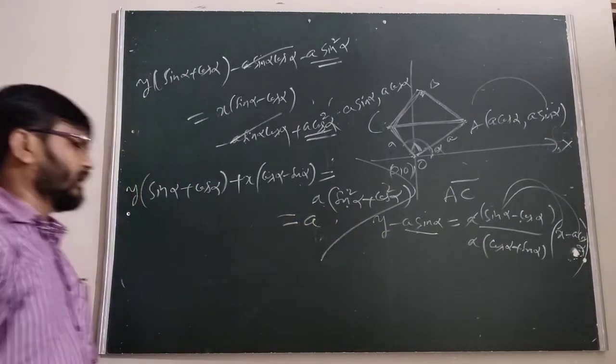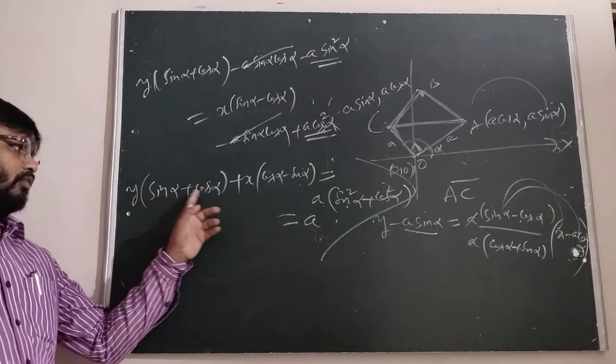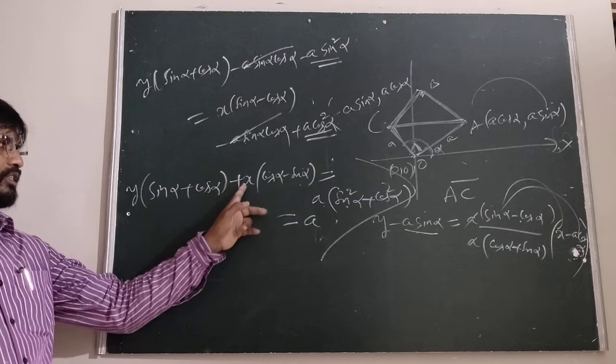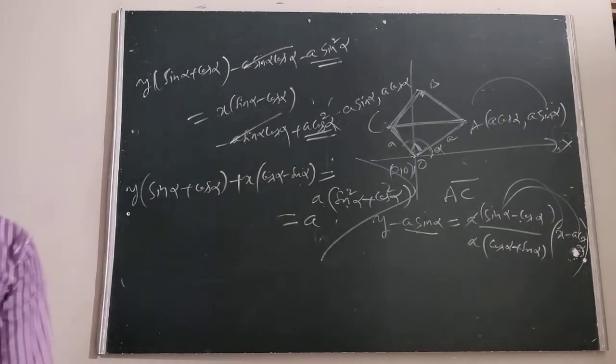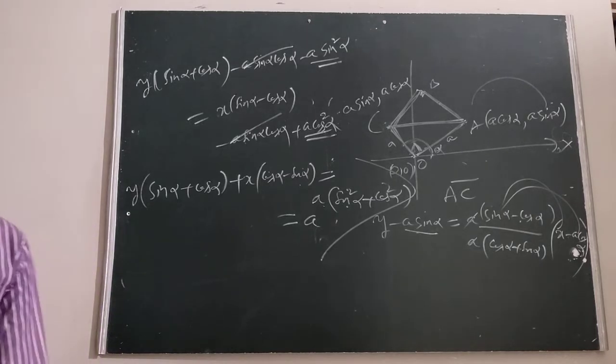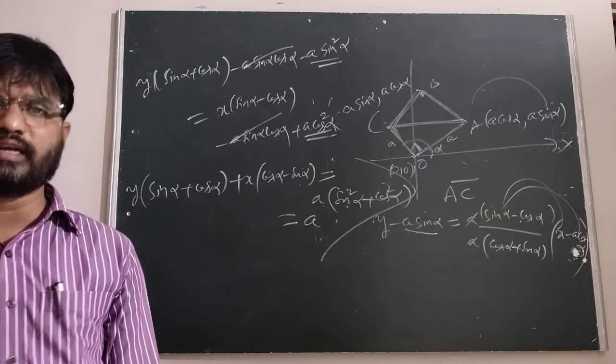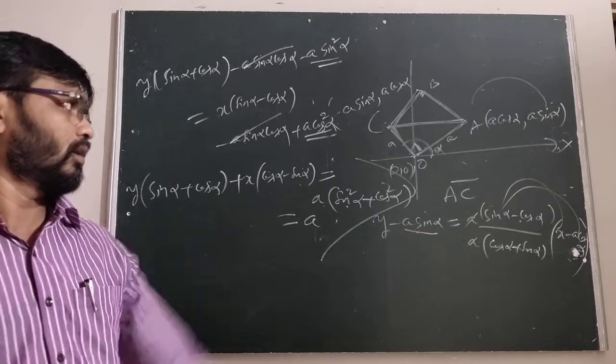The other diagonal is y into sin alpha plus cos alpha plus x into cos alpha minus sin alpha equal to A. This is our required answer, the equation of the diagonal which is not passing through the origin.